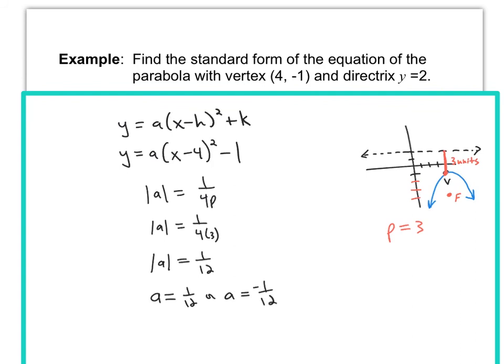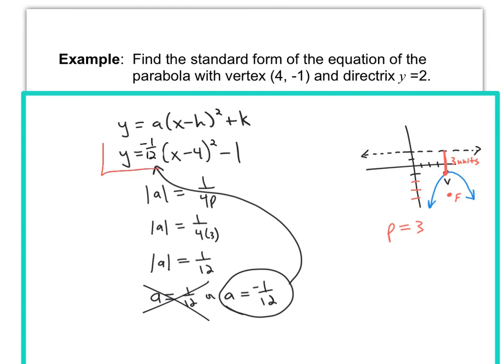Well, your answer is going to be based on whether this parabola opens towards the negatives, which it does, or if it opened toward the positives, which it doesn't. If it opens towards the negatives, then we need to have a equals negative 1/12, and that's what we would put up in here to finish our equation. So I'm just going to erase that and put in negative 1/12, and this would be our equation.